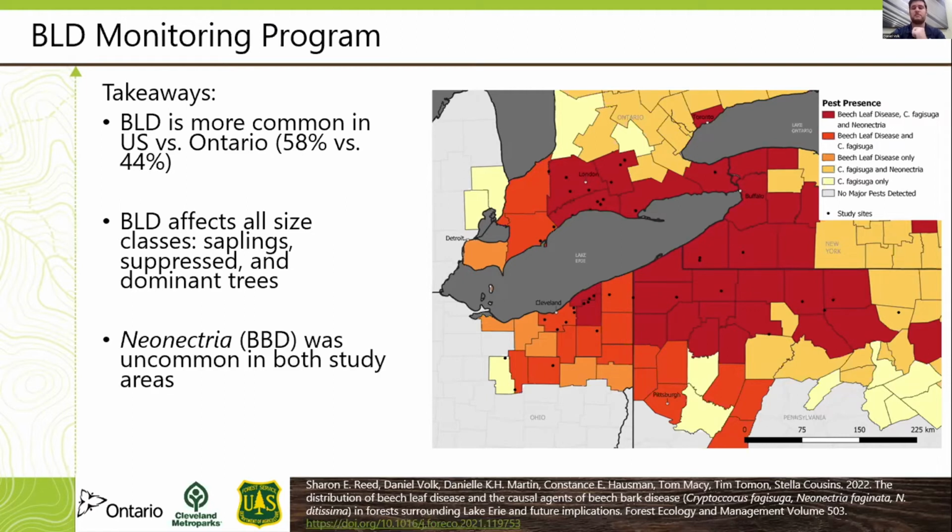And then from this map, you actually see the dark red here is areas with all of these pests: beech leaf disease, the scale insect, and the neonectria fungus. Despite covering a pretty broad range there, beech bark disease was rather uncommon in both study areas. I think neonectria was about 4% presence in trees. So beech leaf disease is certainly becoming the more dominant issue for beech trees here.